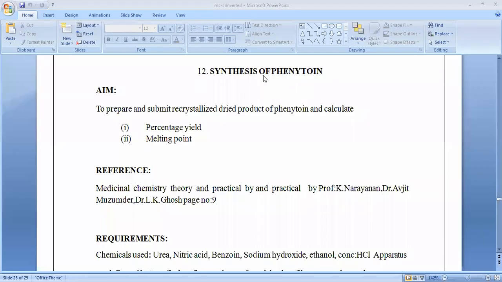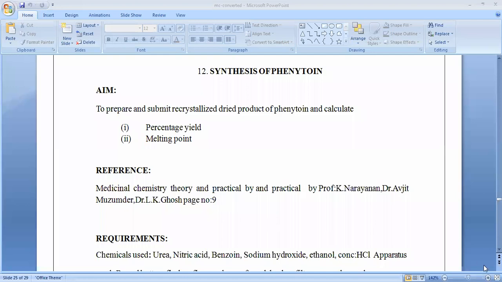So today we are going to synthesize a phenytoin drug molecule. While submitting this phenytoin drug molecule, we are going to submit the recrystallized product of phenytoin. Before that, we are going to calculate the theoretical yield, that is approximately how much amount of drug we can synthesize. Then we are going to calculate the percentage yield and melting point of the drug molecule.